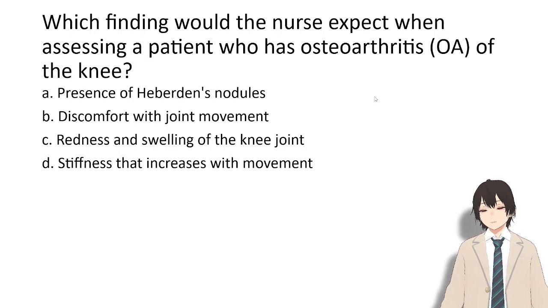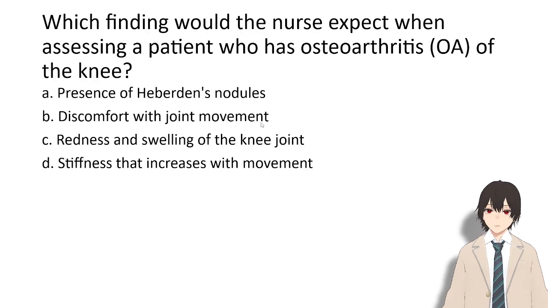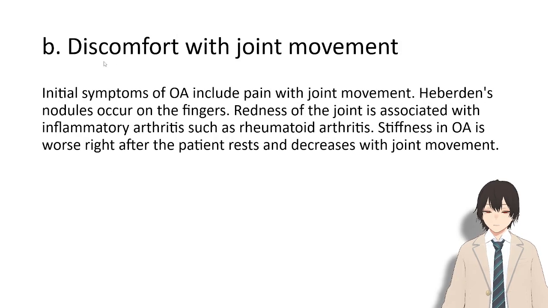Okay, so third question: which finding would the nurse expect when assessing a patient who has osteoarthritis of the knee? A. Presence of Heberden's nodules. I'm totally butchering that name. B. Discomfort with joint movement. C. Redness and swelling of the knee joint. D. Stiffness that increases with movement. I'll give you 3, 2, 1. And the answer is B.